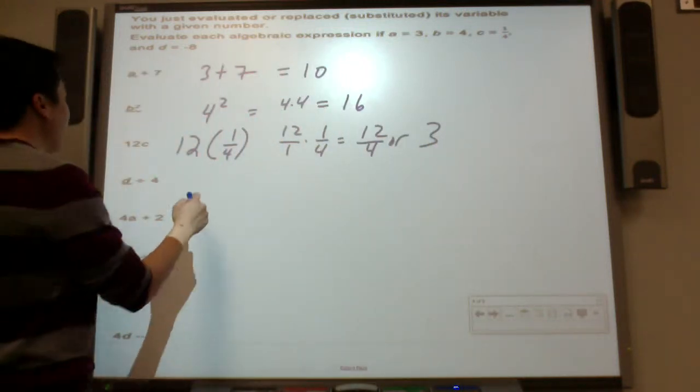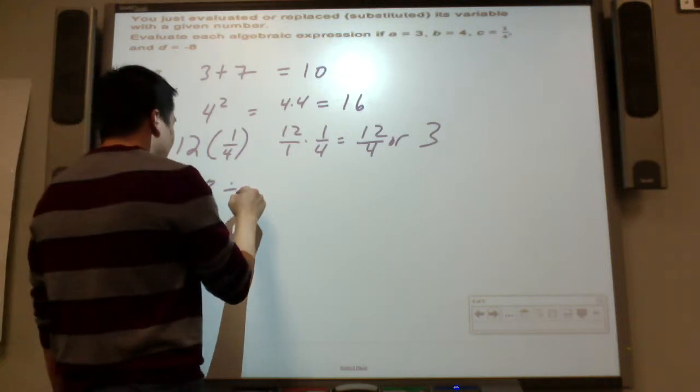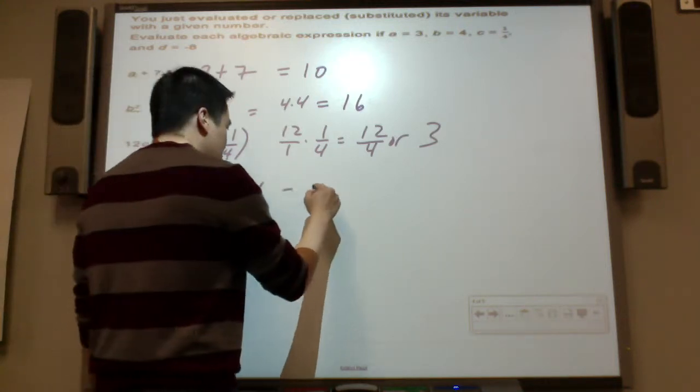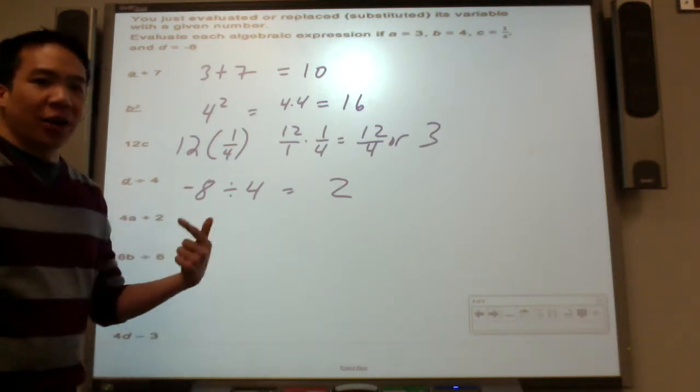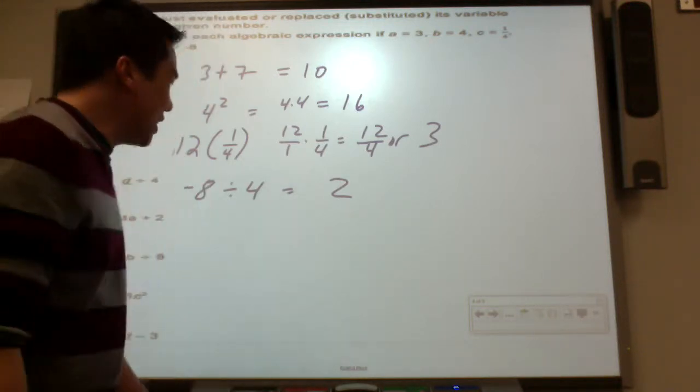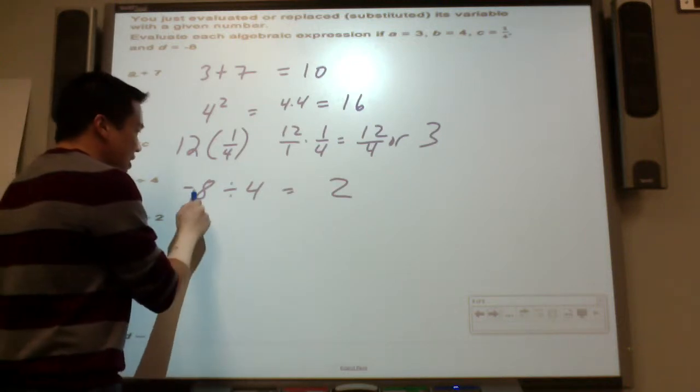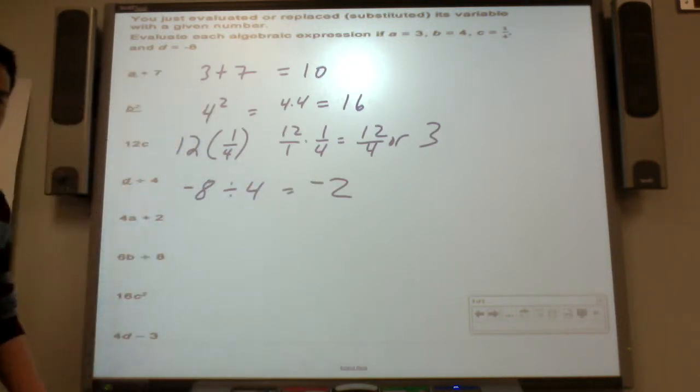Substitute, evaluate the d as -8. What's 8 divided by 4? 2. So what do you remember about negatives? When it's multiply or divide, it's a given dot. Same signs are positive, different signs are negative, so it's -2.